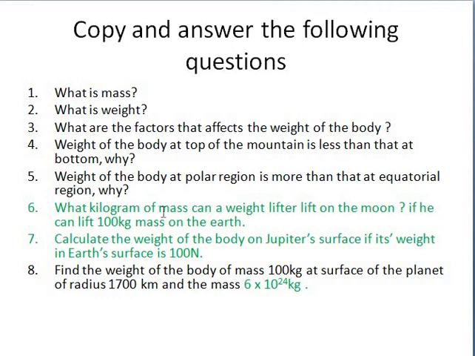What kilogram of mass can a weightlifter lift on the moon, if he can lift 100 kg mass on Earth? Solve it. Calculate the weight of the body on the Jupiter surface, if its weight on Earth's surface is 100 Newton. You can solve it similarly as before. Find the weight of the body of mass 100 kg at the surface of a planet of radius 1700 km and mass 6 times 10 to the power 24 kg. Okay, you copy and try to solve.